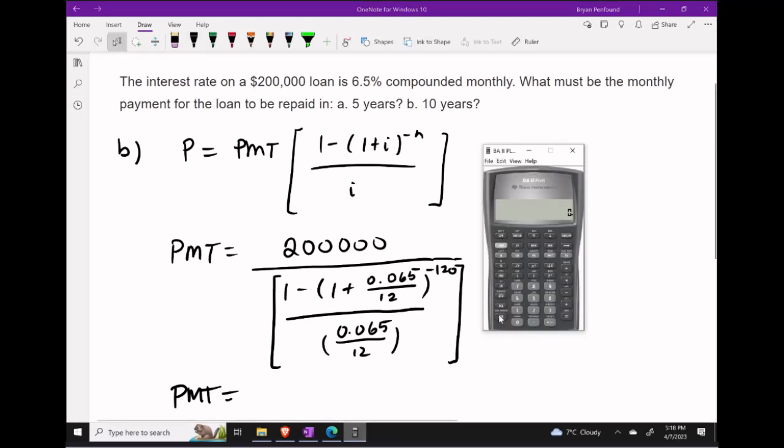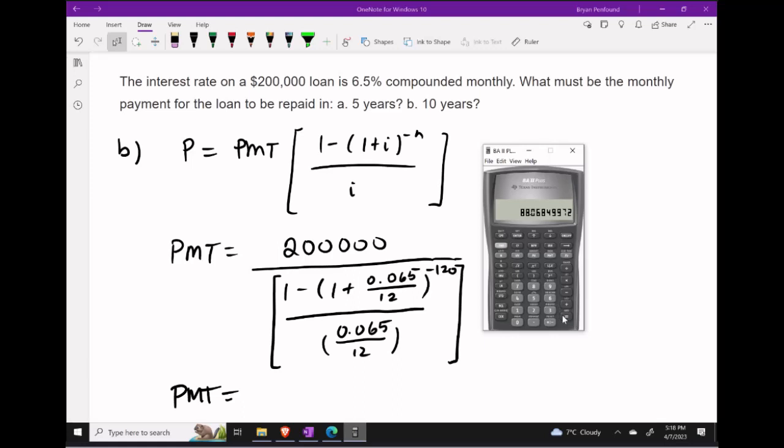So let's go through that procedure one more time with our 1 minus, open bracket, 1 plus 0.065 over 12. This time raising it to the power of 120 and then applying that minus sign here. Let's go ahead and divide that by open bracket 0.065 over 12. Close that bracket and hit the equals button.